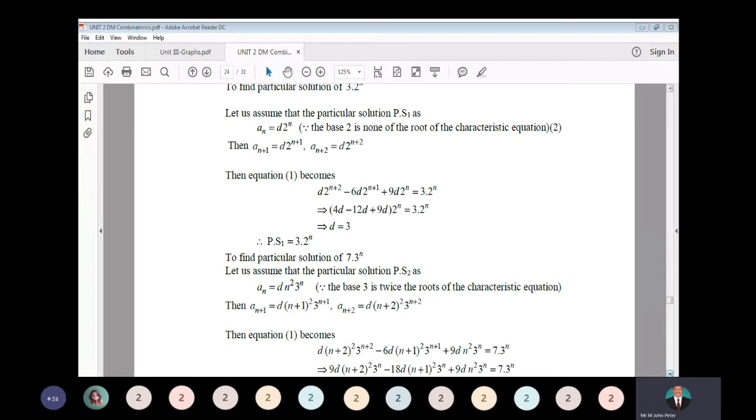Right hand side we have two functions. First function solution we identify. Second function particular solution we have to identify. That is 7 into 3 power n. Characteristic root also 3. So how many times? It is repeated 2 times. So hence the assumption solution is a_n equal to d into n square 3 power n. Suppose the characteristic root and the base are the same with 3 times, then we can take it as n cube.